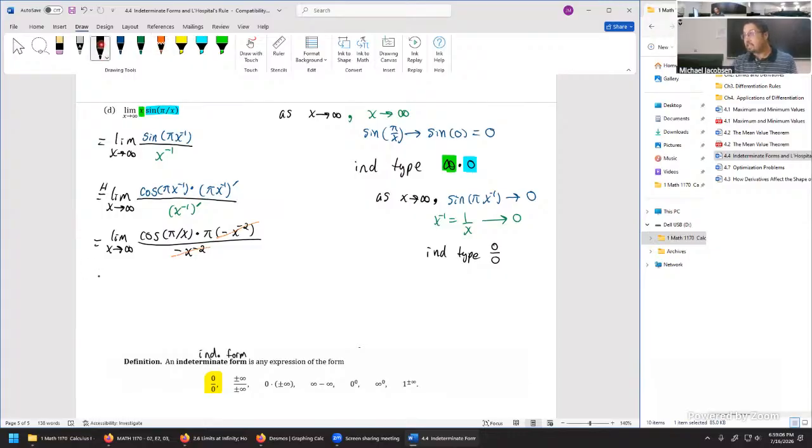And now we're taking the limit as x goes towards infinity of pi times cosine pi over x. And we're essentially done at this stage. We did a very similar limit over here. As x tends towards infinity, pi over x tends towards 0. We'll use the same idea over here.